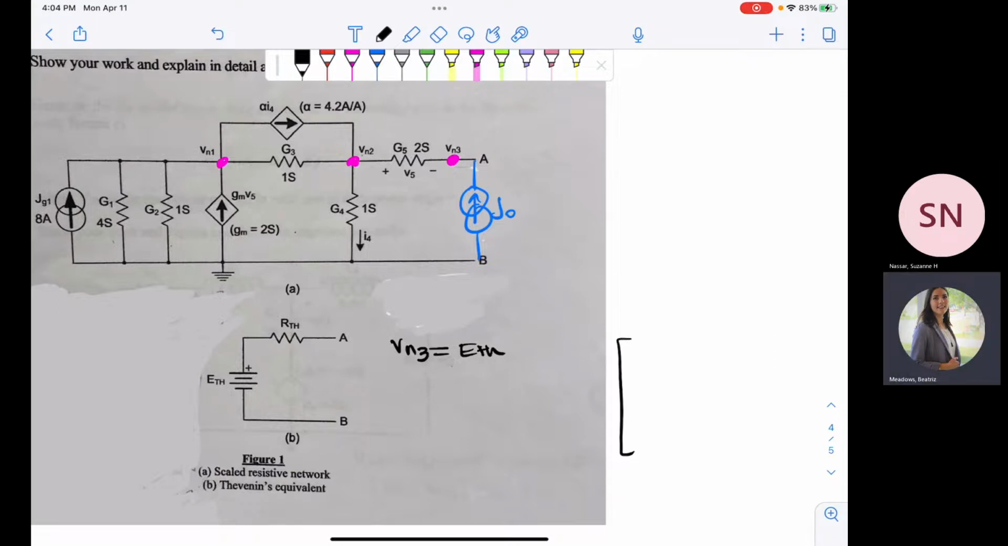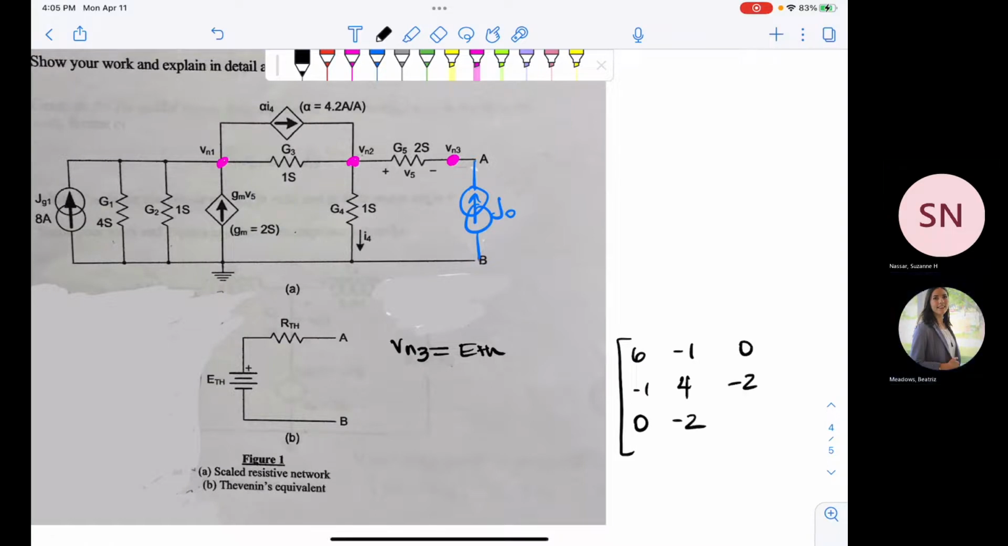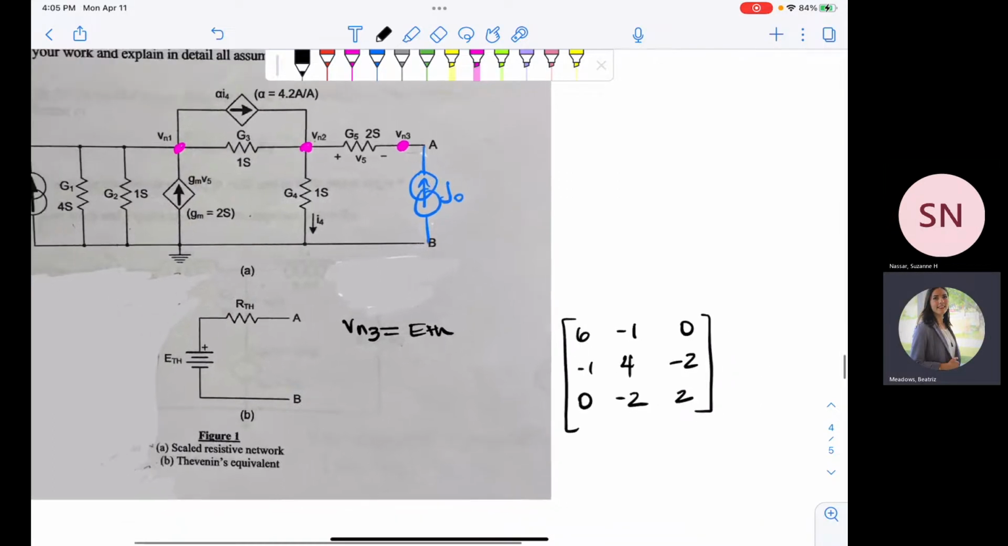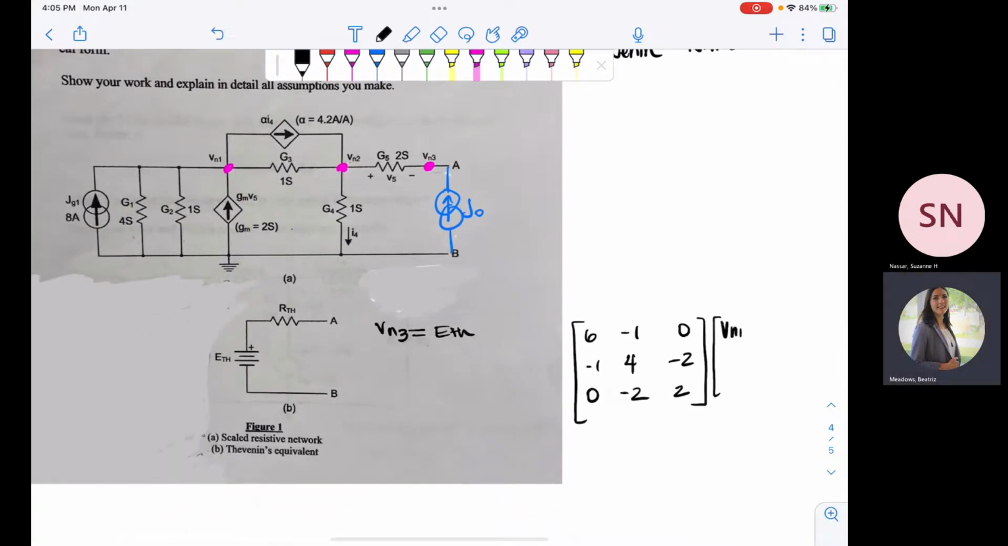So, starting off with our matrices, what is going to be going into node one? Six, yep. Okay, what's in common between one and two? What's in common between one and three? Yep, so you can just translate that. Now what's on two? Okay, and what's in common between two and three? All right, last one, best one. What's in three? Two. All right. So now that's going to be times our node voltages.